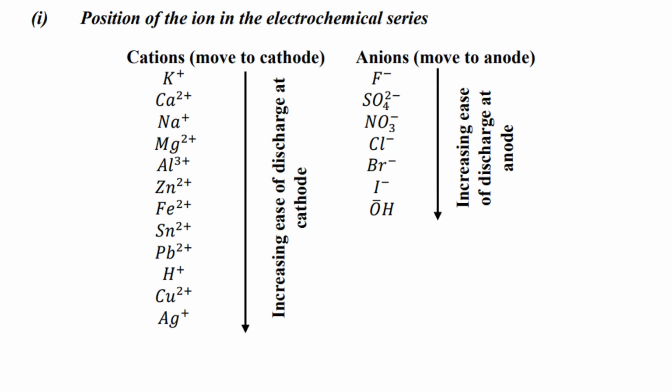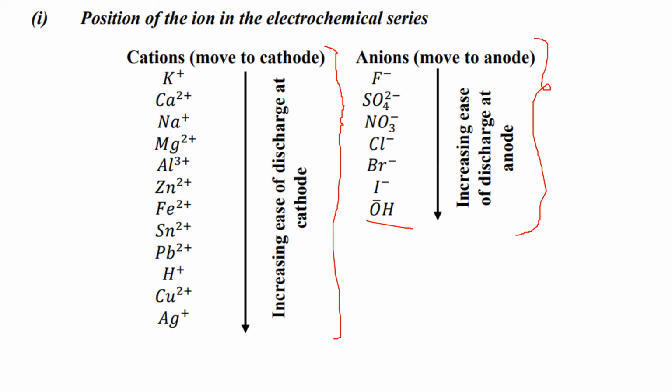Now this is going to be our table that is going to be guiding us on the position of the respective ions, the cations together with the anions in the electrochemical series. But what you should know mostly is that the hydroxide ion is the last one among anions. Now for anions, when the arrow goes down, the ease at which that respective ion is discharged increases.